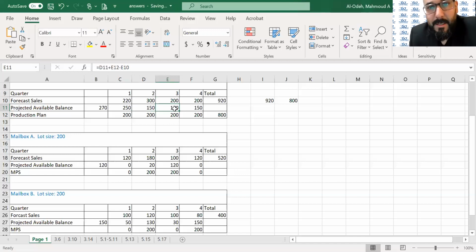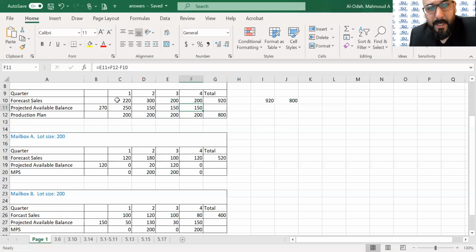On the last quarter, same thing, 150 is not enough to provide the customer demand. So we have to issue a production plan to produce 200 units. Total, we have 350. Send 200 to the customer. That would leave you with a 150 available balance. Okay, so this is the first one, the first table.